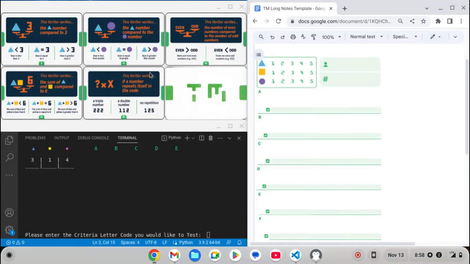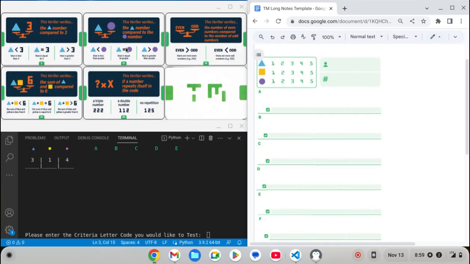So in the grid above, we've got our 5 criteria cards. On the top row, we've got criteria card A, criteria card B, and criteria card C. On the bottom row, we've got criteria card D and criteria card E. So criteria card A takes a look at our first digit, the triangle digit, and compares it to the number 3. So should the value of triangle be less than 3? Should the value be equal to 3? Or should the value of triangle be greater than 3?